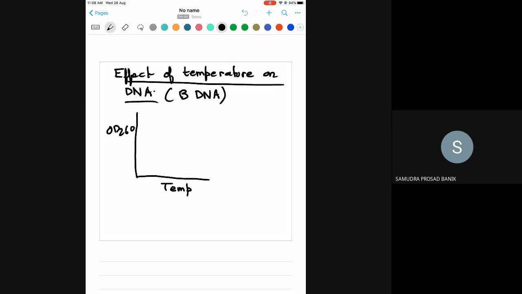Now, I guess all of you know which part of the DNA actually absorbs UV radiation in this zone. To be precise, it absorbs at 253 nanometer, but we can plot it at 260 nanometer as well. So which parts of the DNA absorb at 260 nanometer? Somebody write in the chat box or tell me.